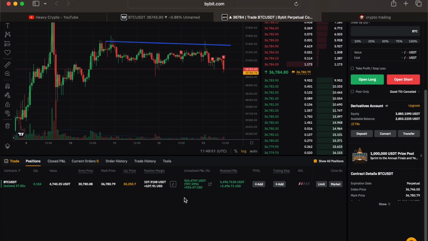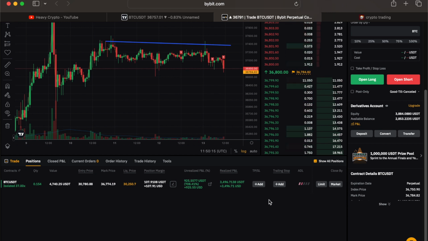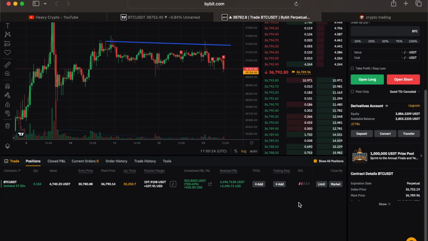As you can see, currently this position is making approximately 924 US dollars in profit, approximately 706% in profit. And we have already taken out approximately 3,496 US dollars, because I took out approximately 70% of this position. This was like a 500 US dollar position, so I took out 3,496 in profits from this position, because I think the market is going to go down and stuff like that. So I'm going to show you how exactly you can place trades and close trades and all that stuff in this video.